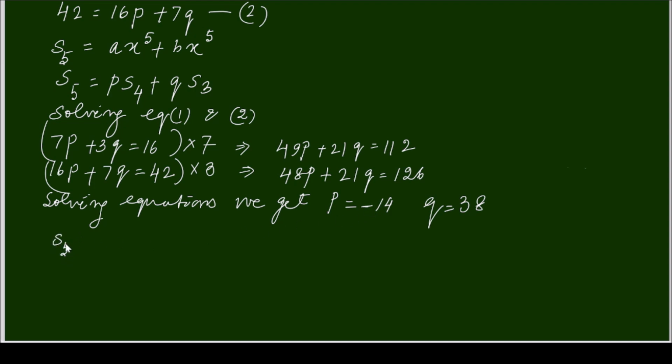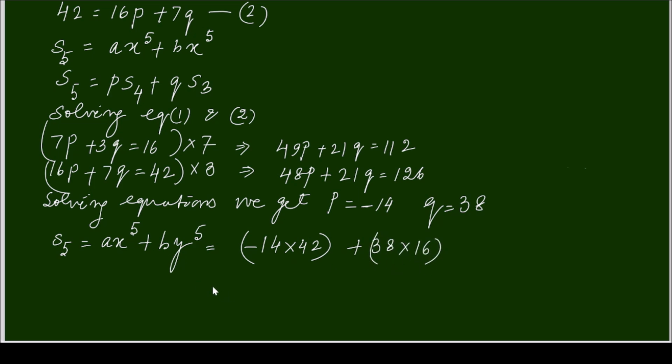So S5, that is ax^5 plus by^5, equals minus 14 multiplied by 42 plus 38 multiplied by 16. The answer is negative 588 plus 608, that will be 20. So answer.